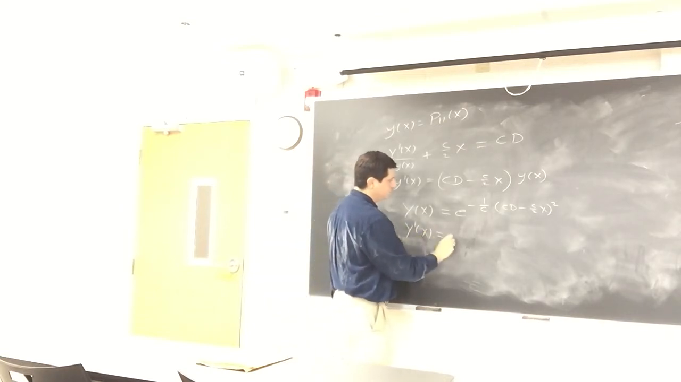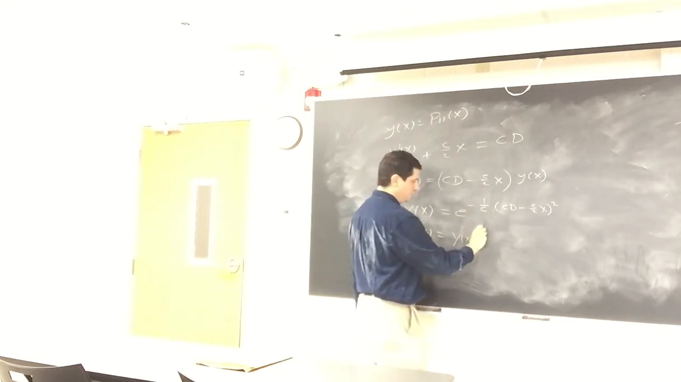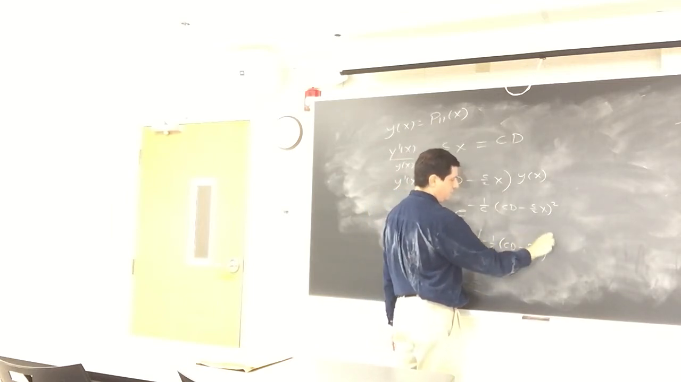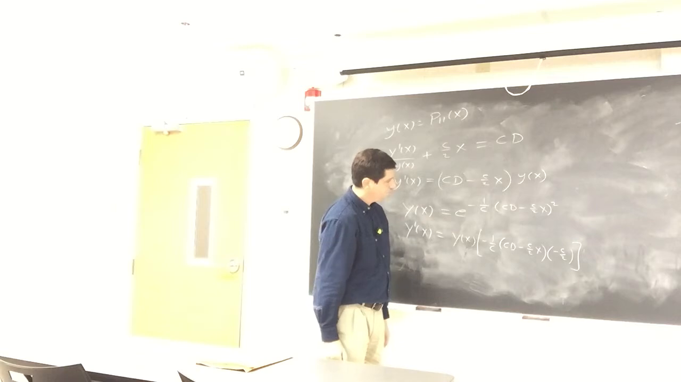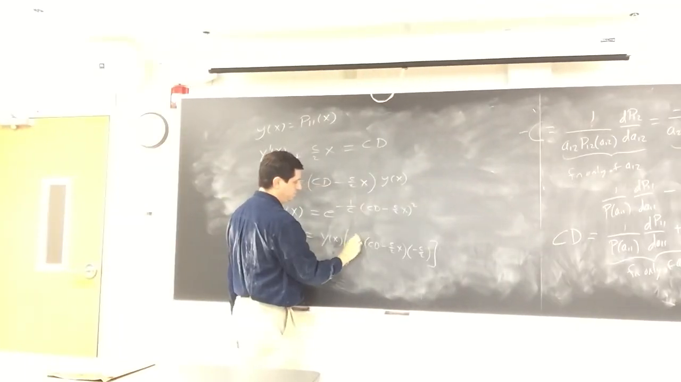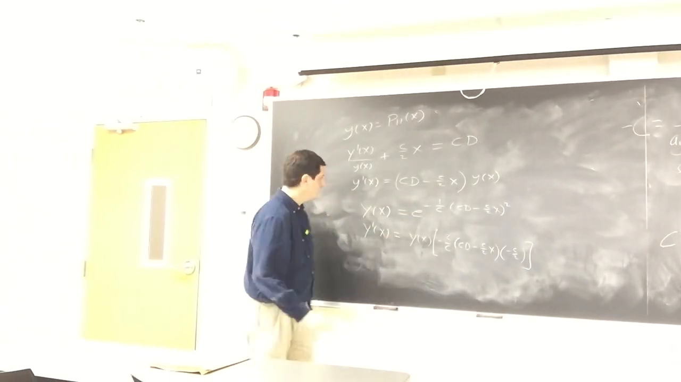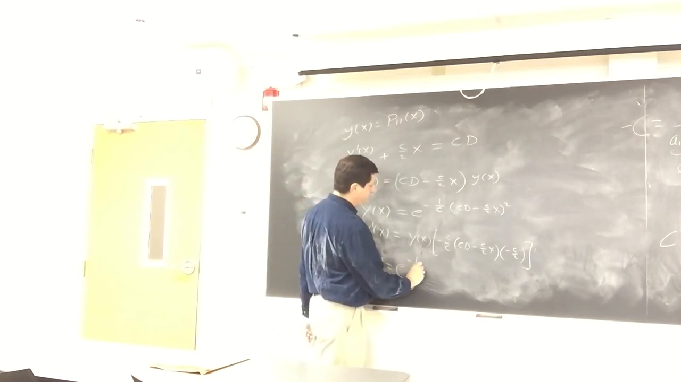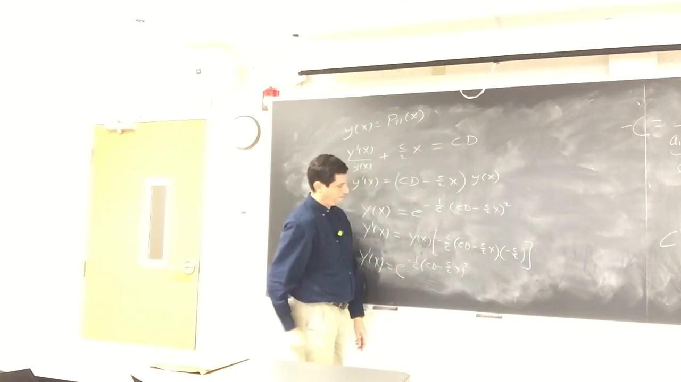So y prime of x will be, take the derivative of this, so I'll get y of x back. And now I take the derivative of this whole piece, so I'll get negative 1 over c, cd minus c halves x. Now the derivative of this will be negative c halves. Oh, and I had a 2 that came down. So this all cancels, and it solves it. So we now get that y prime of x is equal to e to the negative 1 over c cd minus c halves x squared.